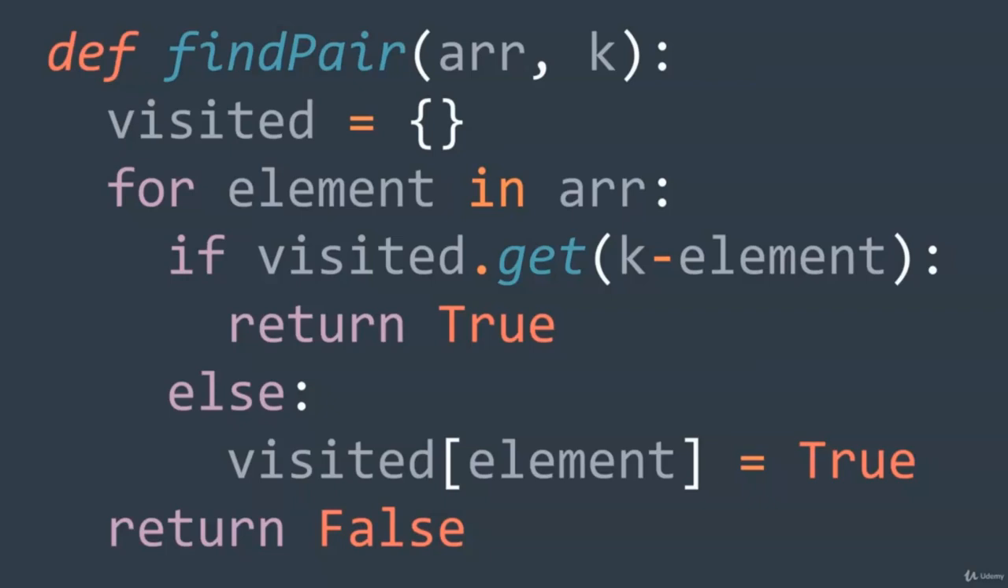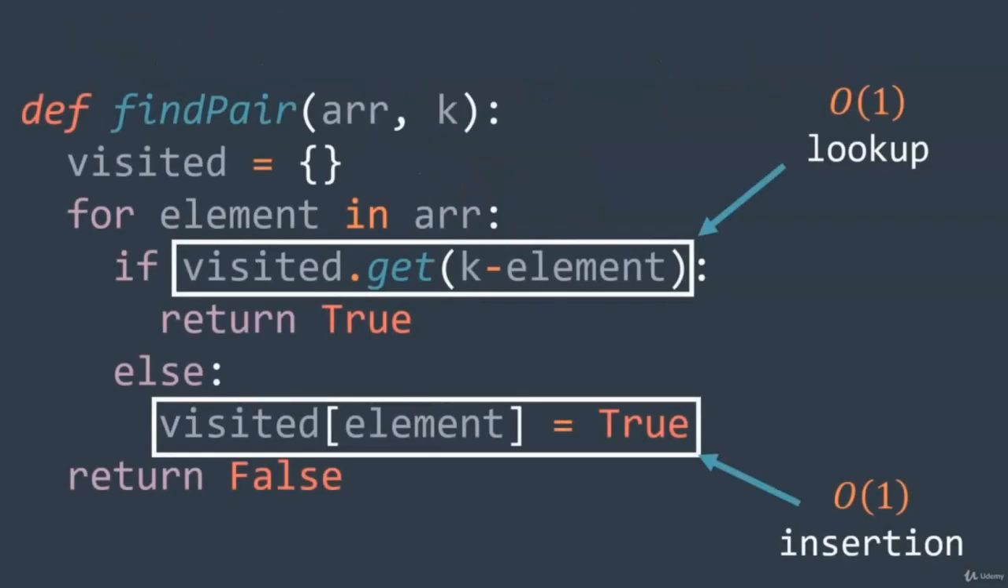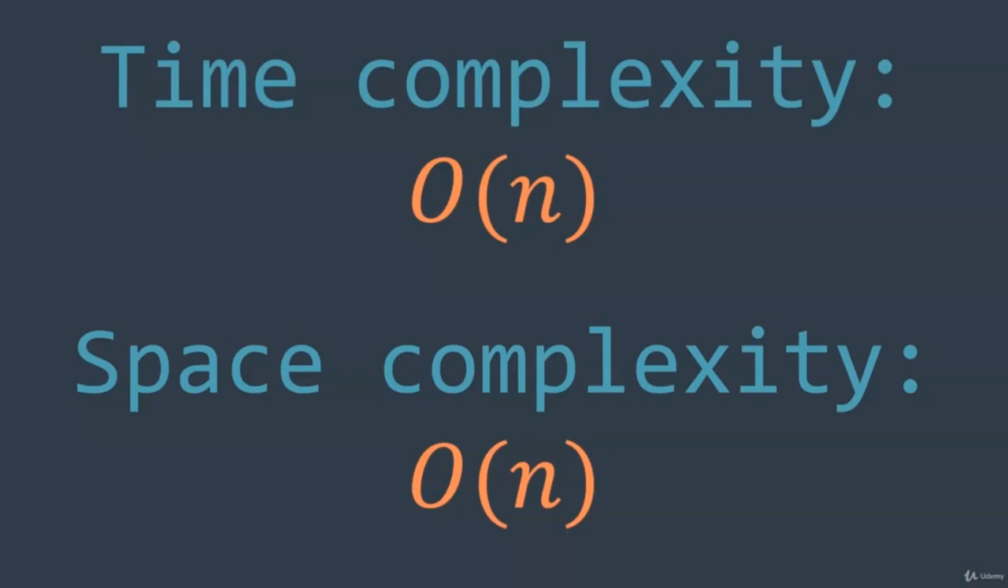And this solution runs on O of n time complexity, because we said that lookup and insertion are constant in average in hash table, and we are traversing the n elements of R, so we get O of n, where n is the number of elements of R. Same thing for the space complexity, it's O of n because we are using additional space for a hash table that can contain n elements in the worst case.